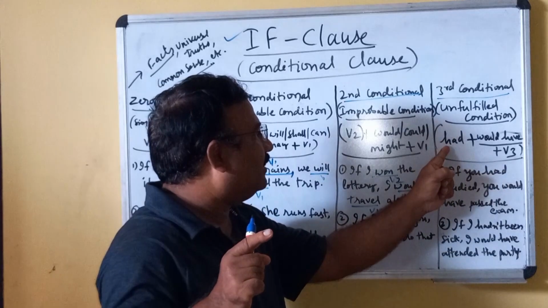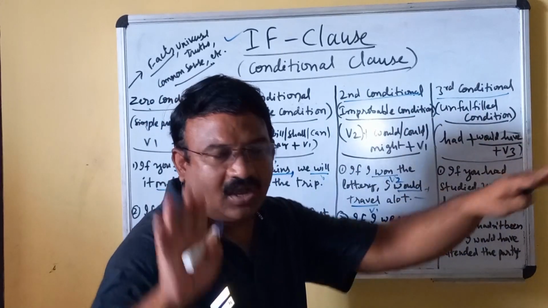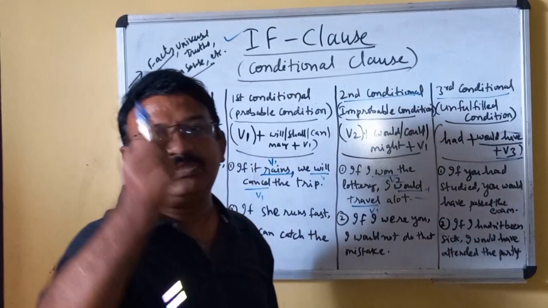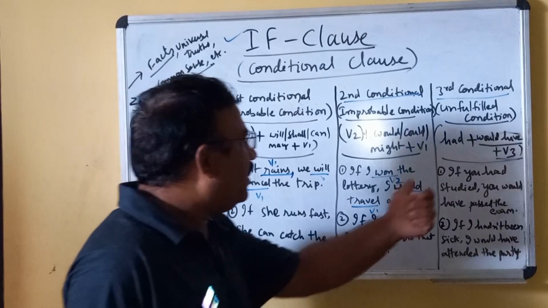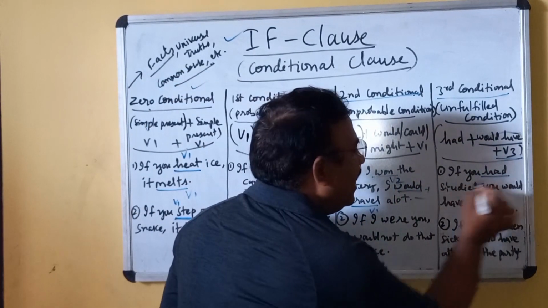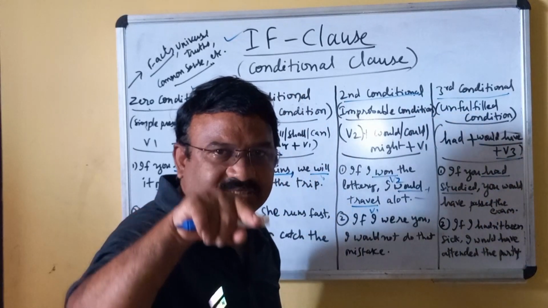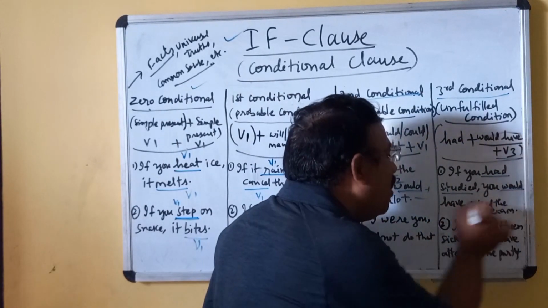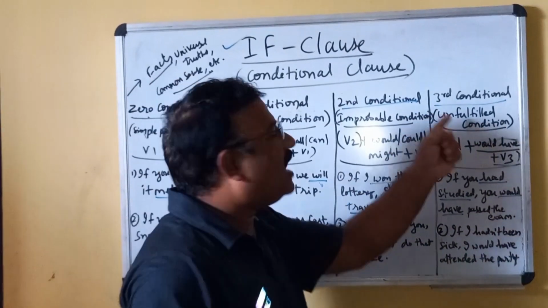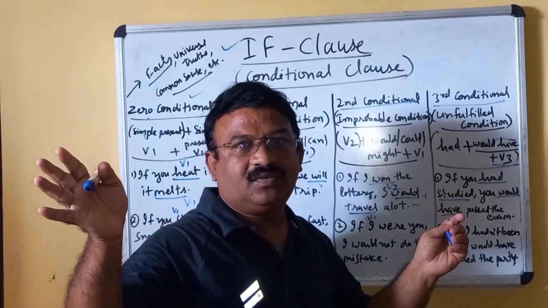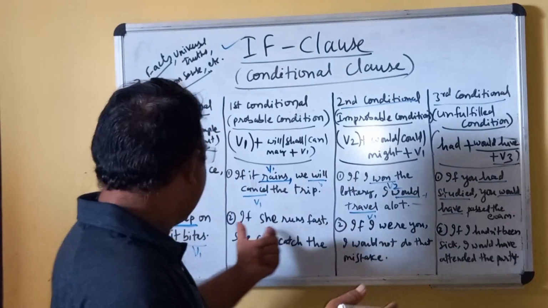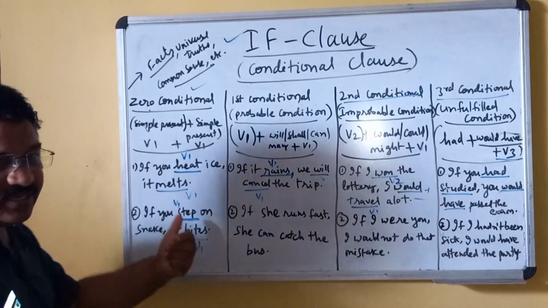In the main clause, would have plus V3. V3 means past participle. If you had studied, had plus V3, you would have passed the exam. So it is unfulfilled. It is an unfulfilled condition.